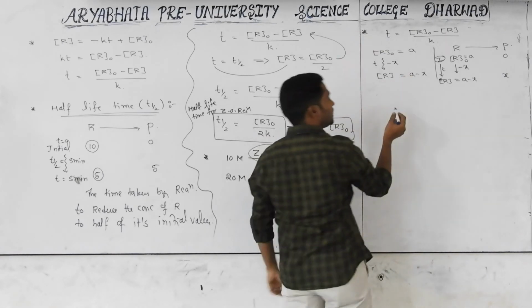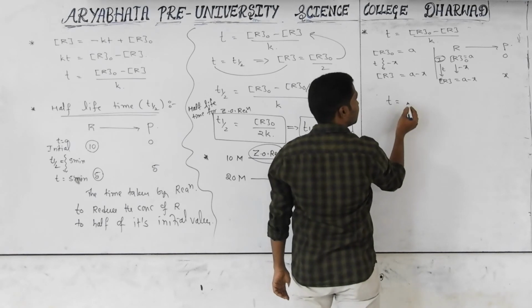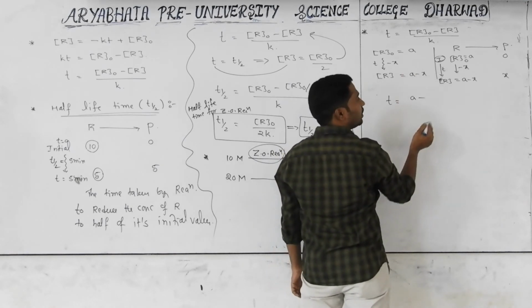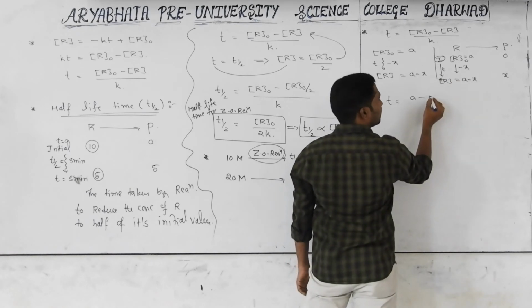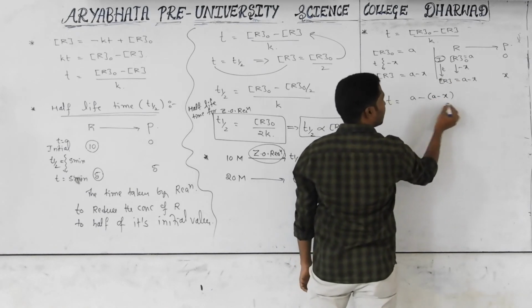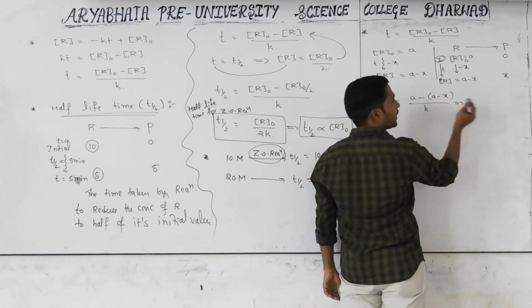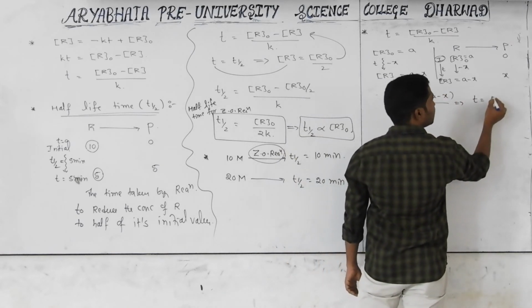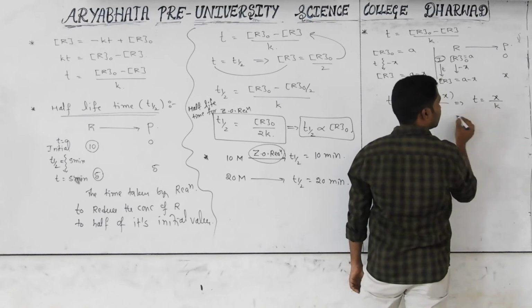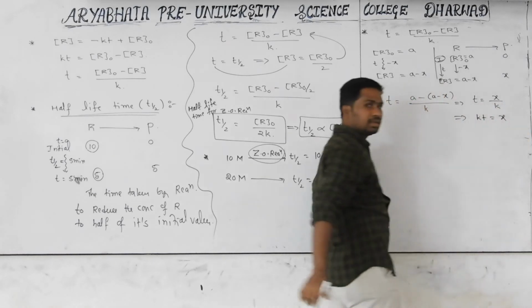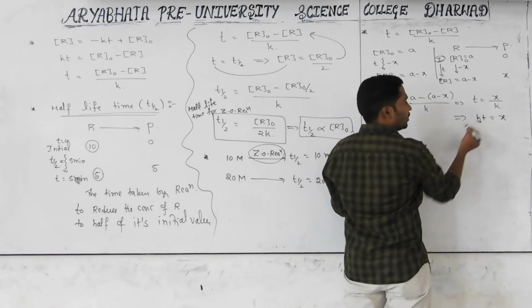Substitute in the previous equation. T is equal to R naught, whose value is A, minus R, whose value is A minus x, divided by K. Simplify. A cancels. We get T is equal to x by K. That implies KT is equal to x. K is constant.